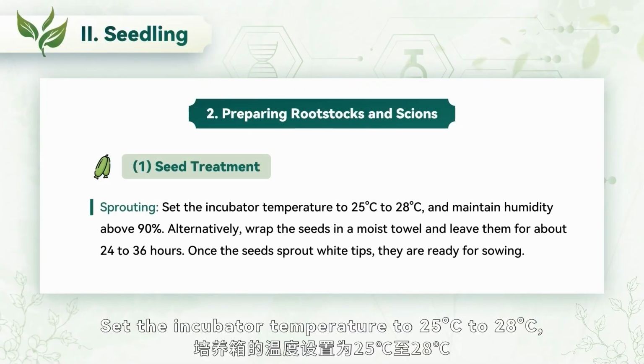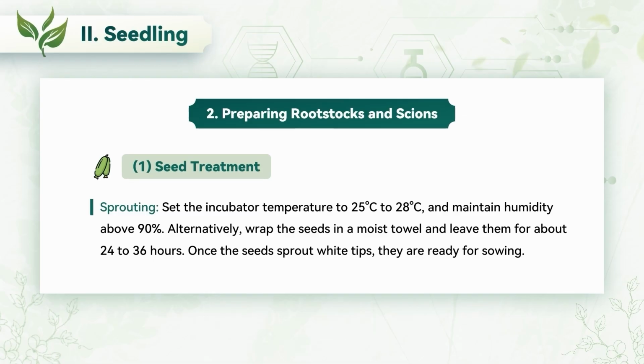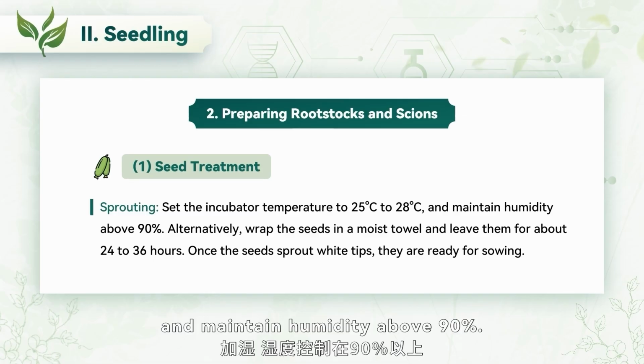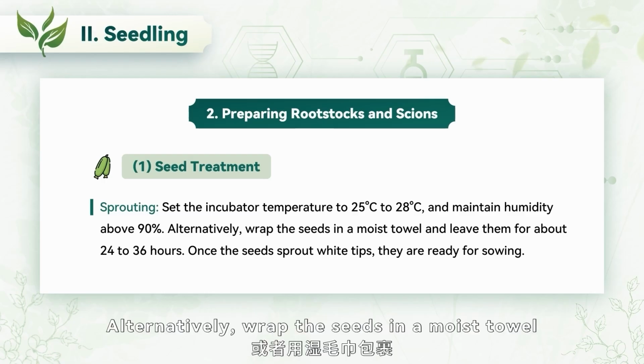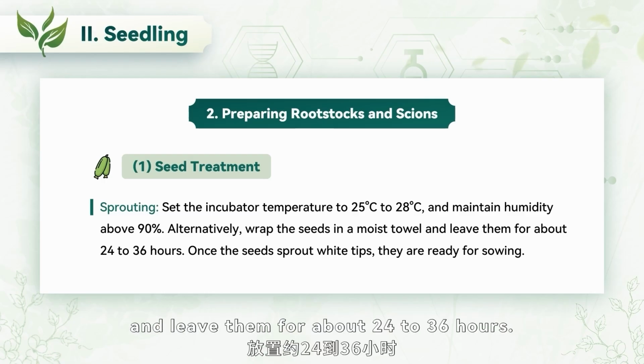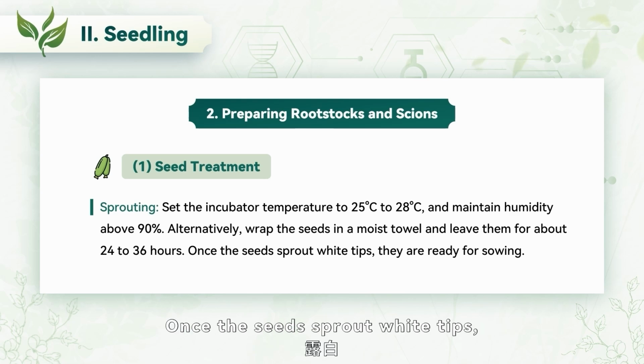Set the incubator temperature to 25 degrees Celsius to 28 degrees Celsius and maintain humidity above 90%. Alternatively, wrap the seeds in a moist towel and leave them for about 24 to 36 hours. Once the seeds sprout white tips, they are ready for sowing.